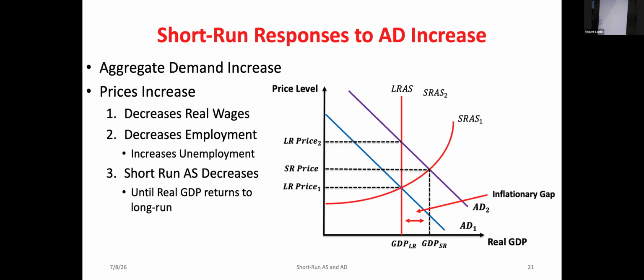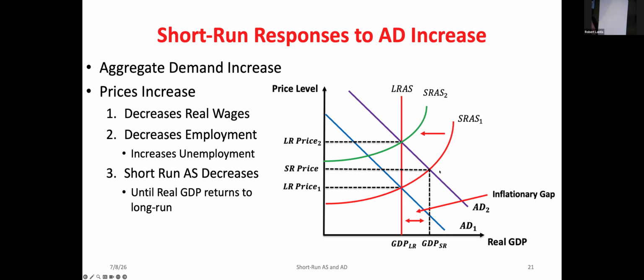So remember, these shifts in short run aggregate supply are somewhat counterintuitive, because decreases are actually shifts to the left. So it looks like it shifted to be higher, but it's decreasing because at the same price level, we're supplying less than before. That's why this shift to the left is a decrease.